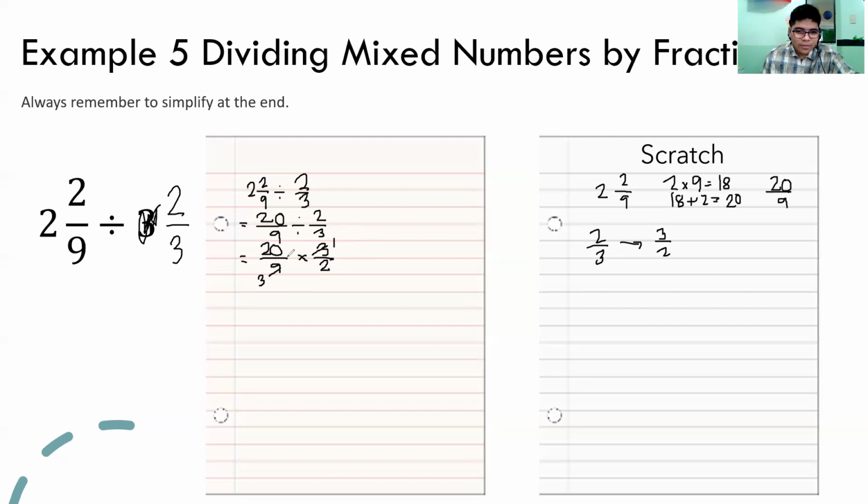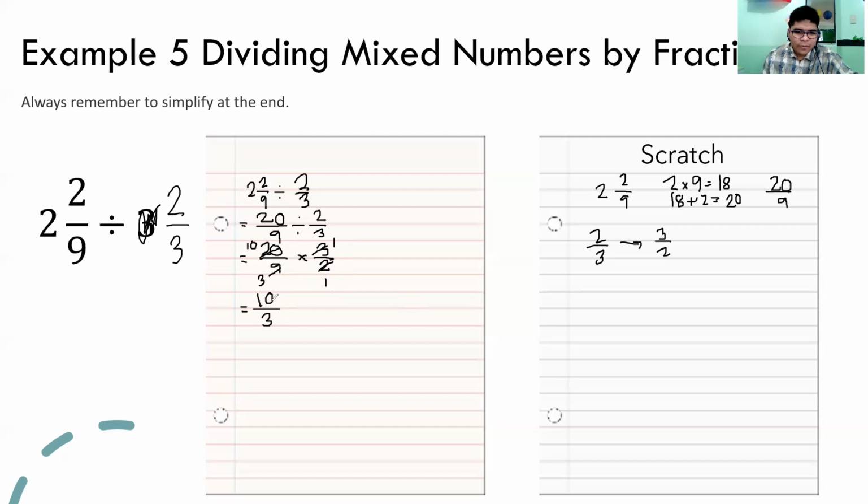Another thing we can do: another two numbers which have the same factors. We have 20 and 2. Both of them can be divided by 2. They have a factor of 2. 20 divided by 2 is 10, and 2 divided by 2 is 1. Now it makes that smaller. We only have 10 times 1, and then 3 times 1 is 3.